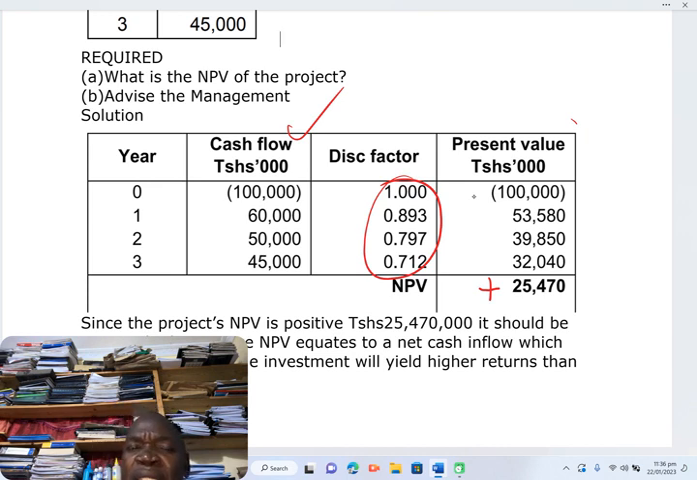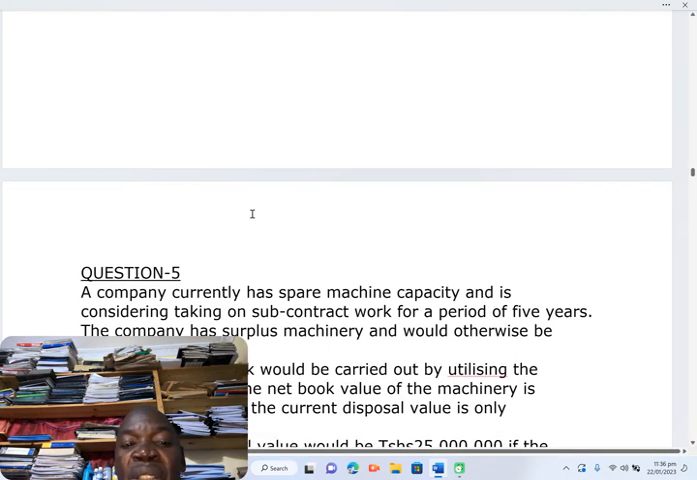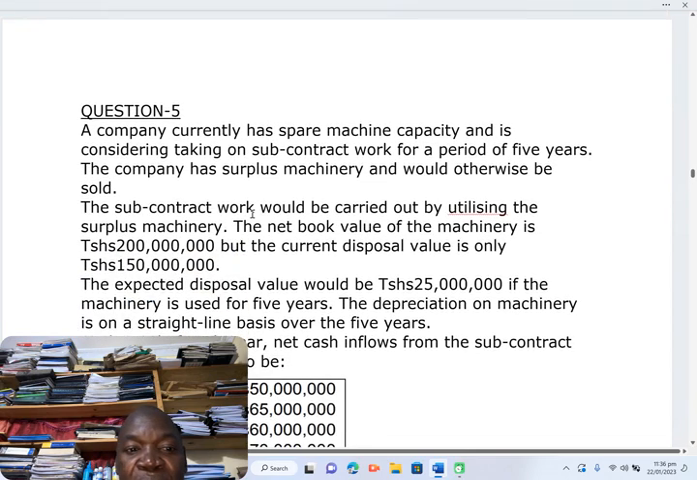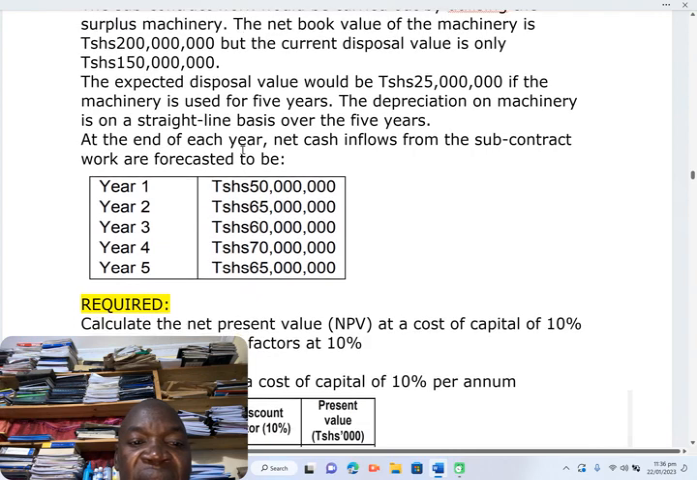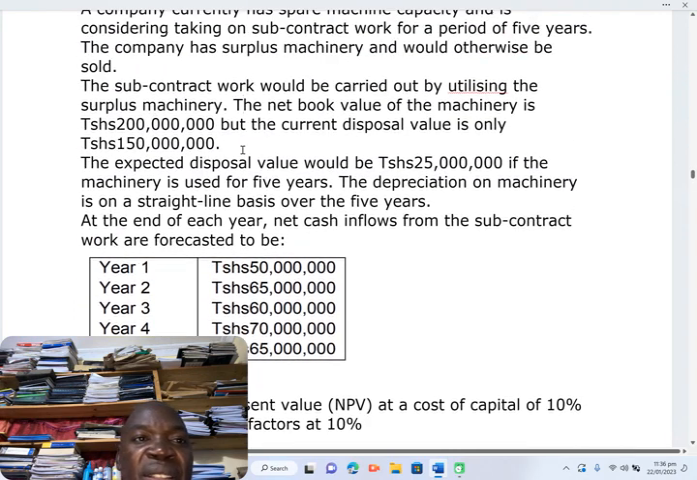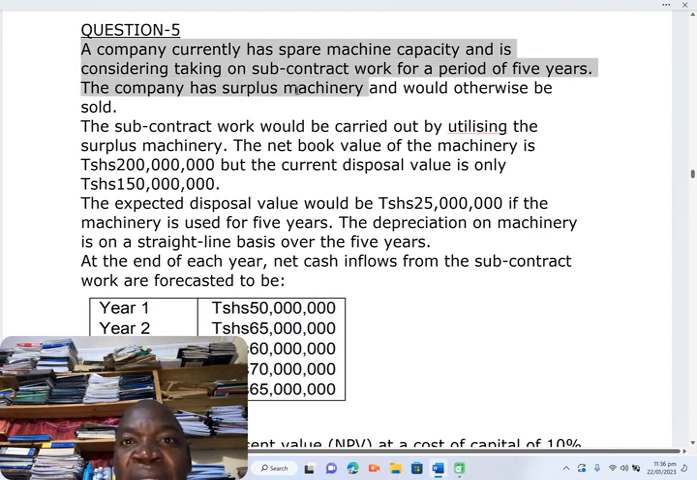Once solving this NPV and the other cases, don't hesitate. Go straight forward to see the rate and you can make a decision. We have this question here. He's saying a company currently has a spare capacity and is considering taking subcontracting works for a period of 5 years.